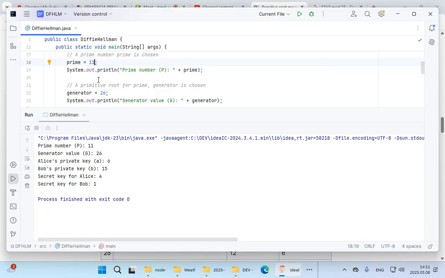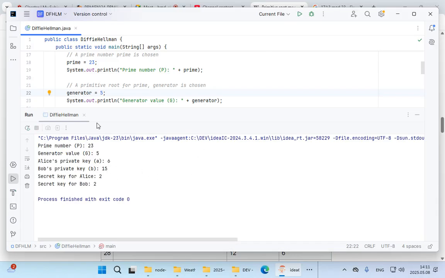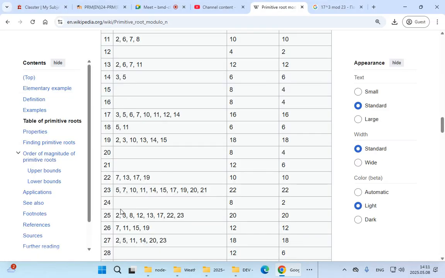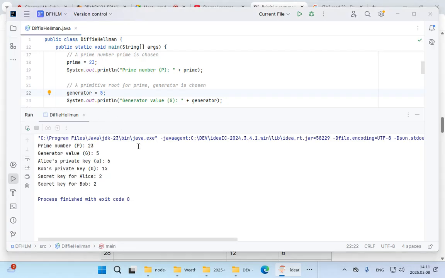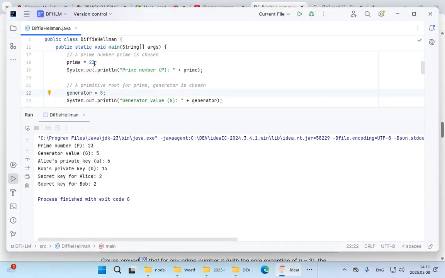Here, the prime number 26, and here 23, and generator is 5. It's something like this. Prime number could be this one, and generator is here. So here 31 and 11.